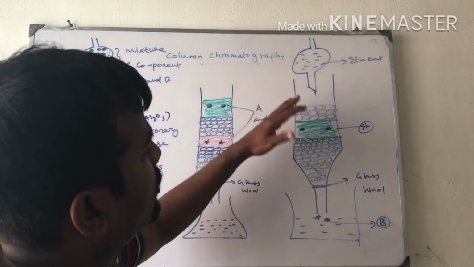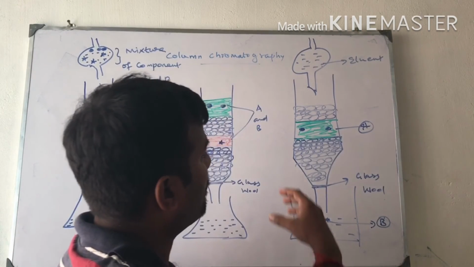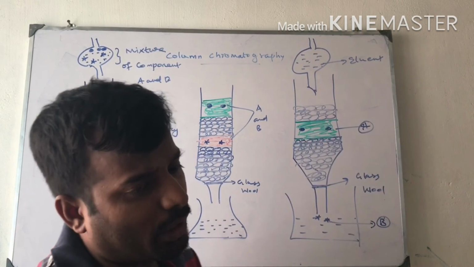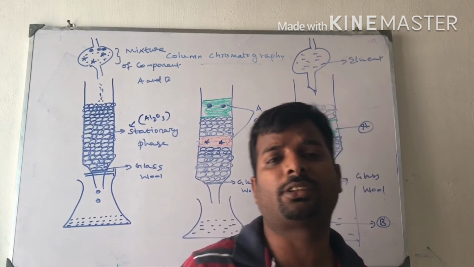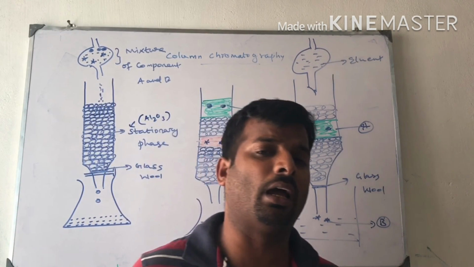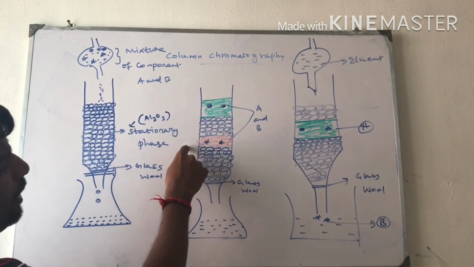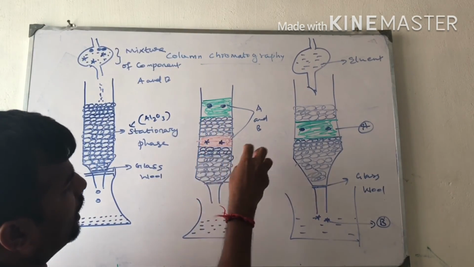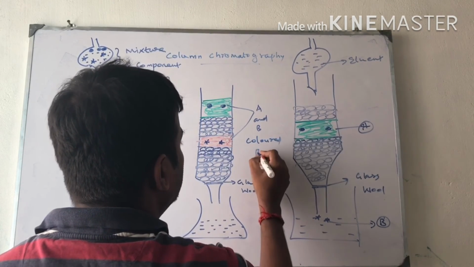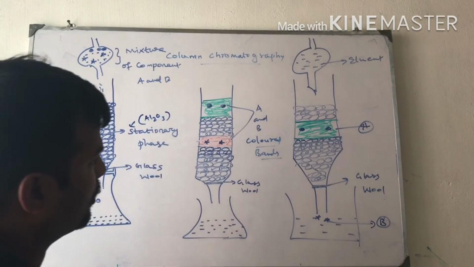In the third stage, we use a suitable external solvent to separate the A component from the stationary phase. That is called eluent. Eluent is used as an additional solvent to separate the A component from the stationary phase. Wherever the A component and B component settle in the chromatography, colored bands are formed.